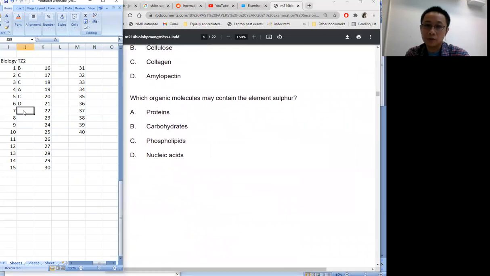It has to be proteins, because proteins use amino acids, and 2 of the 20 amino acids contain the sulfur atom.